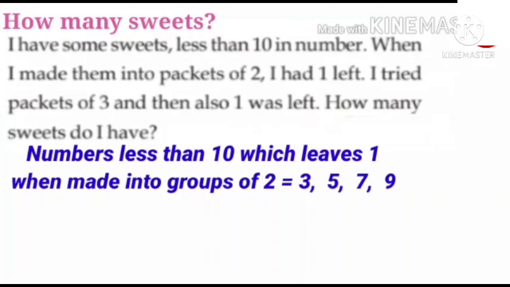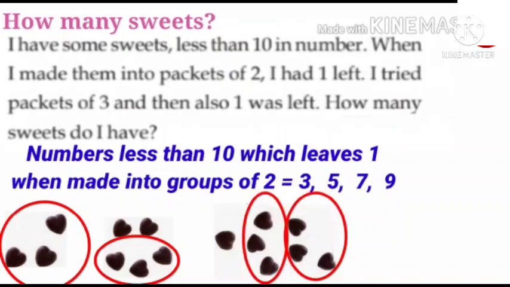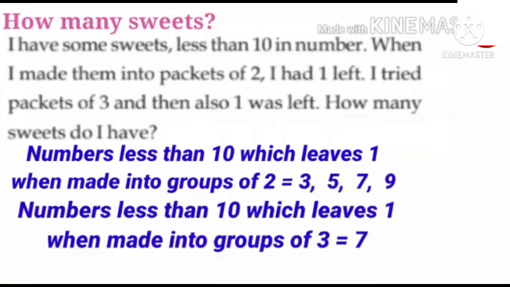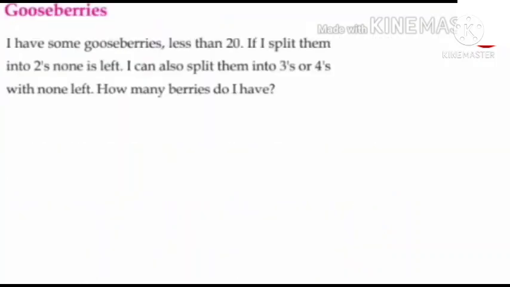When she made sweets in packets of 3, then also 1 was left. That is, when 3 sweets are grouped into 3, no one is left. When 5 sweets are grouped into 3, 2 sweets are left. When 7 sweets are grouped into 3, 1 is left. When 9 sweets are grouped into 3, no one is left. Here, which number grouped into 3 leaves 1? Yes, 7. So, children, the number less than 10 which leaves 1 when made into groups of 3 is 7. See, which number comes in both? Yes, 7. So, number of sweets equals 7.